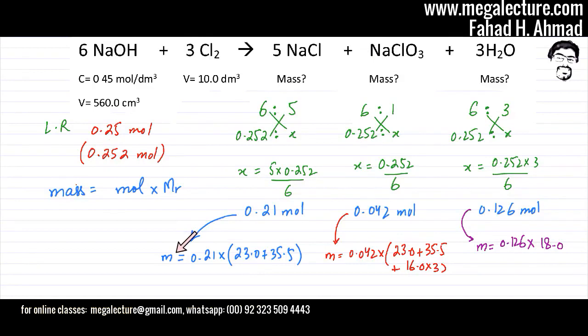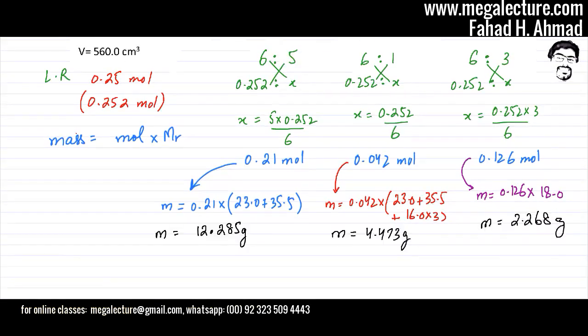I've done the working over here, which is the mass is 0.21 moles multiplied by the MR. For NaCl, Na is 23, Cl is 35.5, given up to 3 significant figure accuracy. For NaClO3, you have the moles 0.042, so it's 23, 35.5, and 16. There are 3 oxygens, so 16 multiplied by 3. The other one is 0.126 moles multiplied by the MR of water, which is exactly 18. That's 2 hydrogens and 1 oxygen, and if I solve all of them, I'll get the masses.